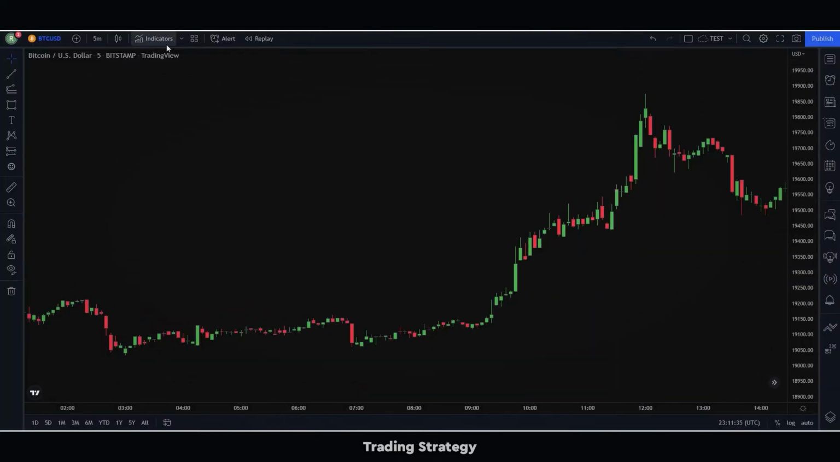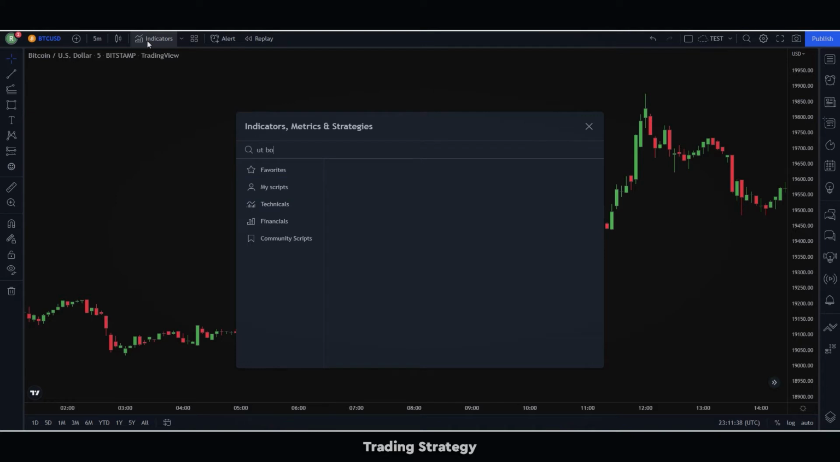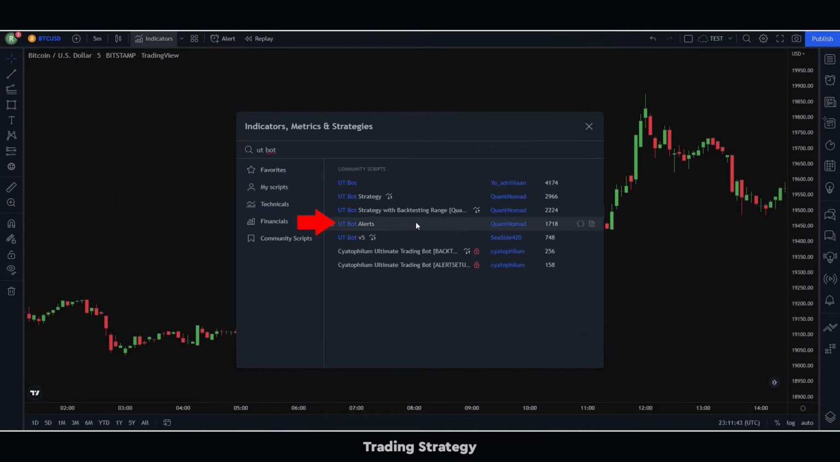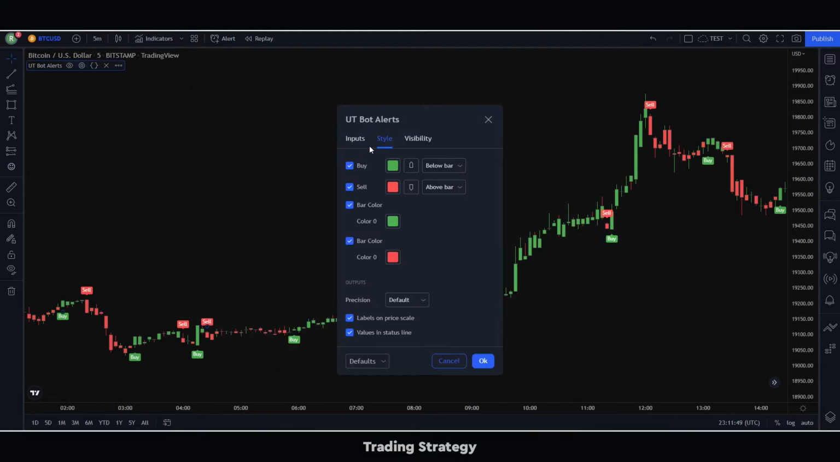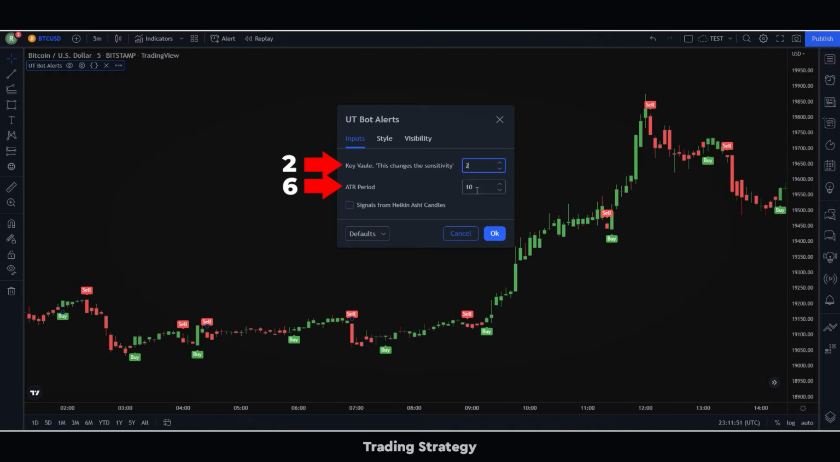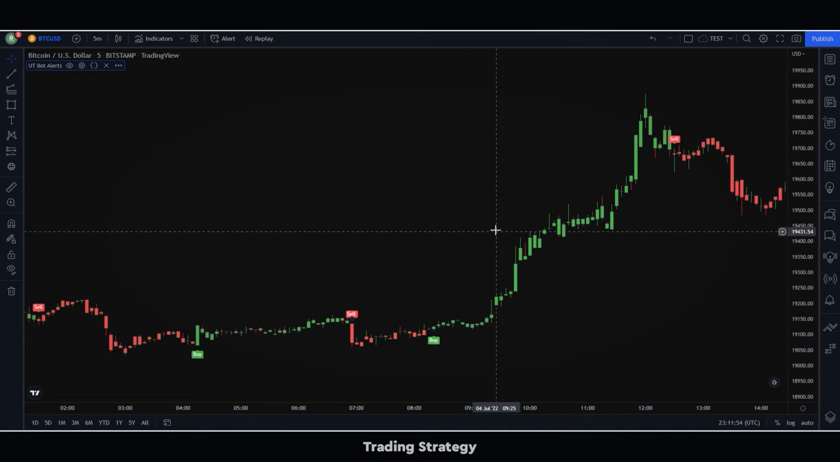The first thing we will have to do is select the UT bot alerts indicator. We will put this indicator with the following parameters 2 and 6. This indicator, as its name indicates, will give us signals to carry out buy and sell operations.